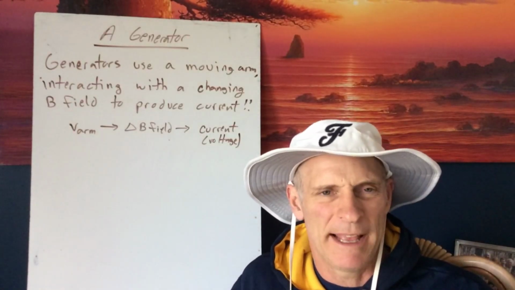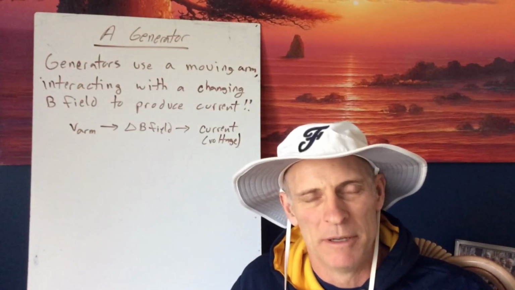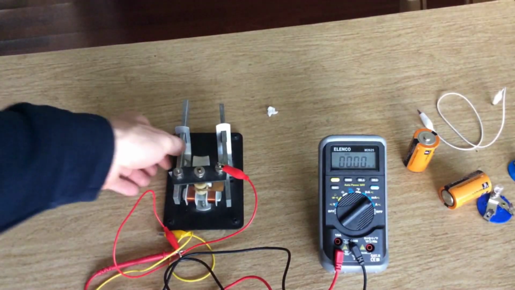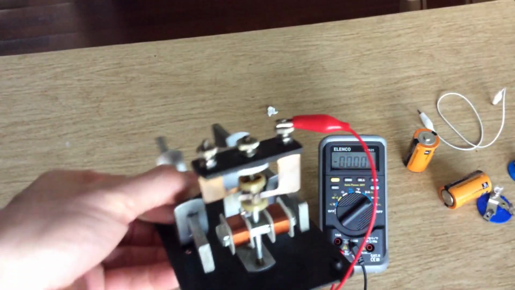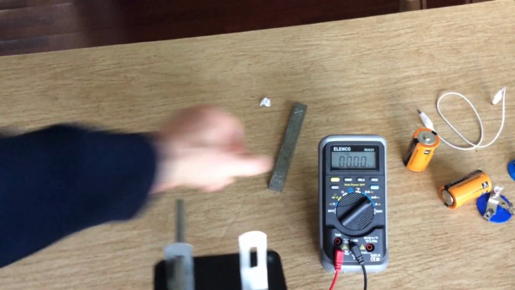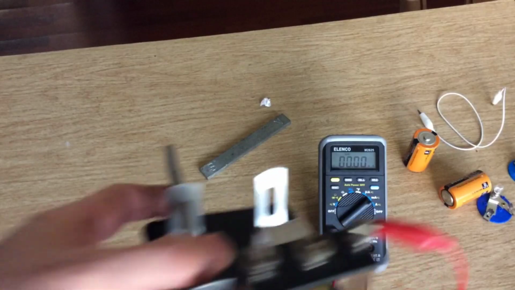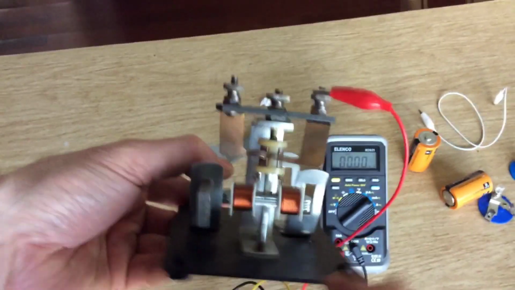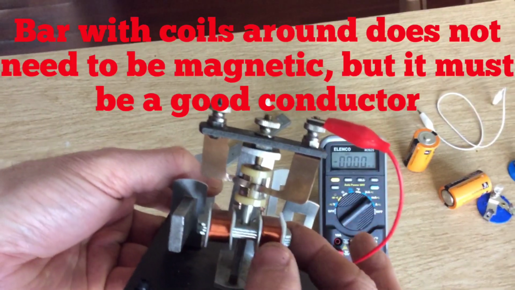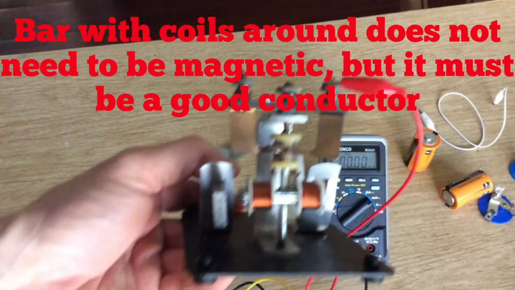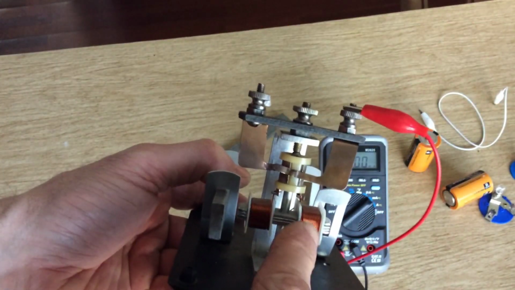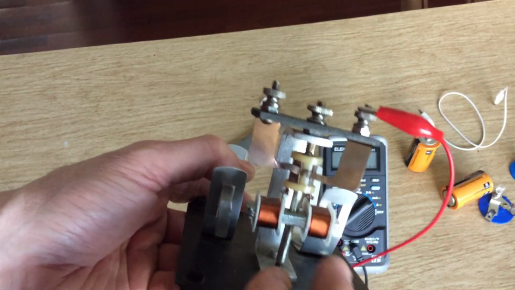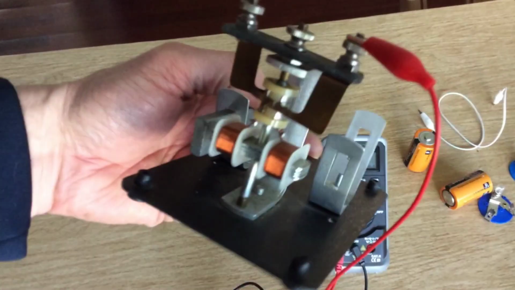So let me show you what I have here today in our lab. Okay, guys, what you're looking at here is a St. Louis motor. Whoops, there's my bar magnet falling out. The St. Louis motor has this bar right through the middle, and these coils wrapped around the bar. Now you notice that there's plastic in between. Those are plastic as an insulator. Now these coils are wrapped around that bar.